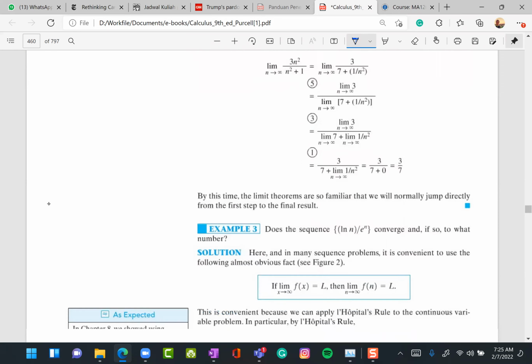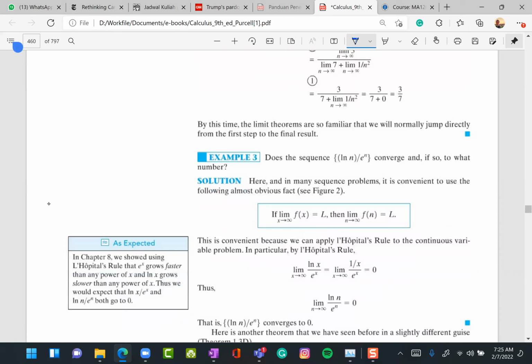Okay. Here's the key idea: if you compare the limit of a sequence and the limit of a function, suppose you have something that looks like this one, and the limit of the function is equal to L, then the sequence limit is also L. So in this case, you pretend this is not ln n over e to the n, but just ln x over e to the x.